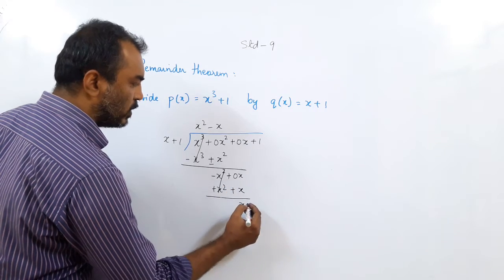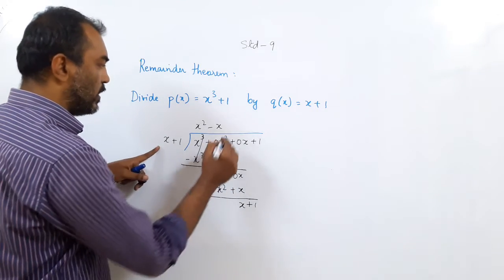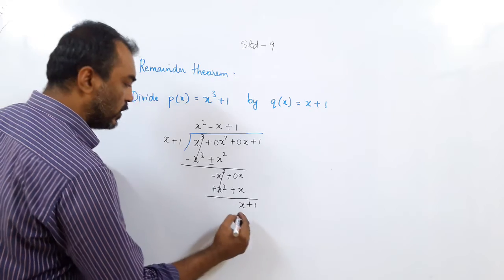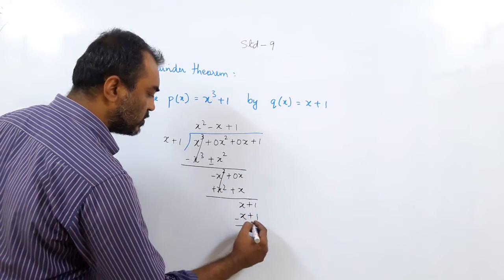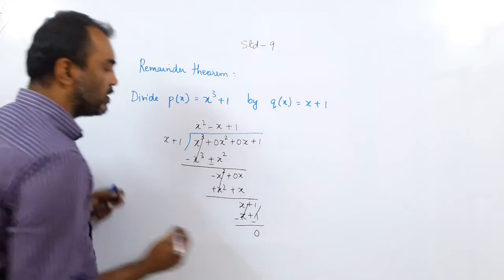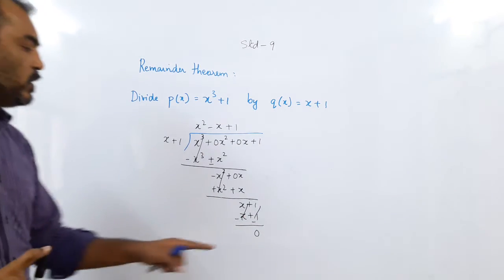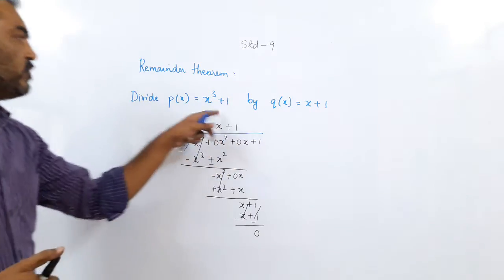I bring it down. x into minus x is minus x square and minus x into plus 1 is minus x. This becomes plus, sign changes, cut, sign changes. So what is 0 plus 1? 1 plus 1. Now I write here plus 1. 1 into x is x, 1 into 1 is plus 1, sign changes, minus, minus, cut, and we get a 0. So because we got 0 as the remainder, this is a factor.